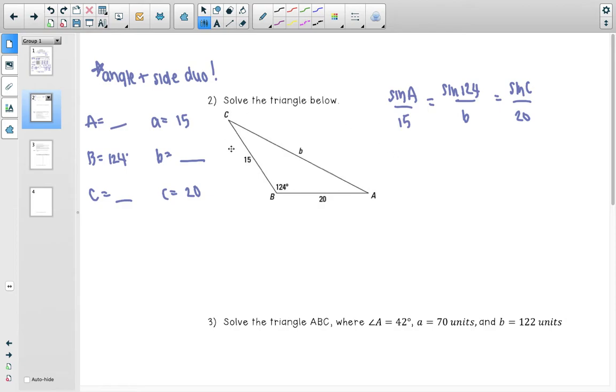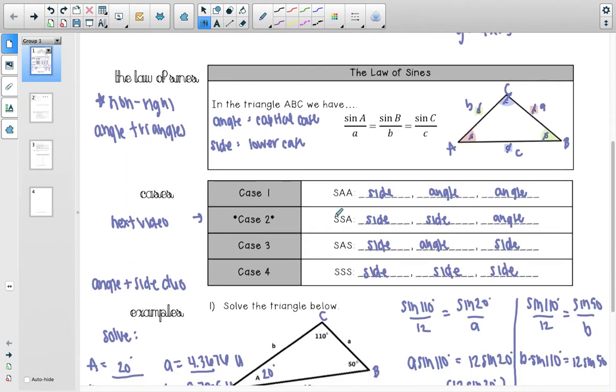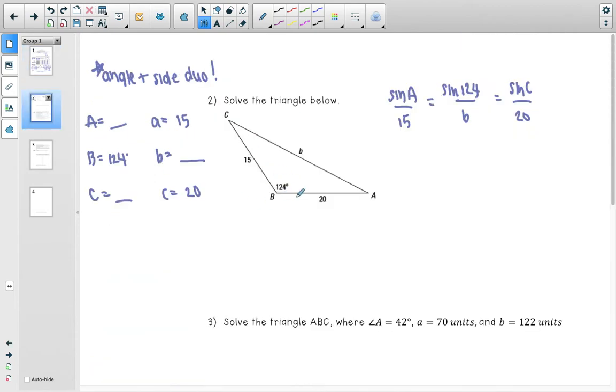So let's go and talk about what we have. This is a side angle side. And I want to see if this is on our thing. So side angle side did not work for us. Okay, so put like a double star. So side angle side did not work with what we had. And there's a reason. You actually have to use the law of cosines.